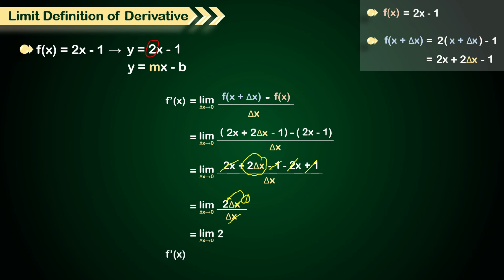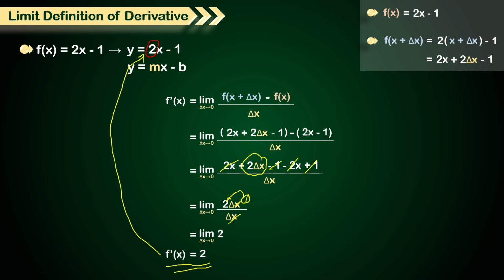Therefore, the derivative of f of x equals 2x minus 1 is 2. Or, the slope of the function is 2. As you can see, we can solve the slope of a line using this derivative definition.